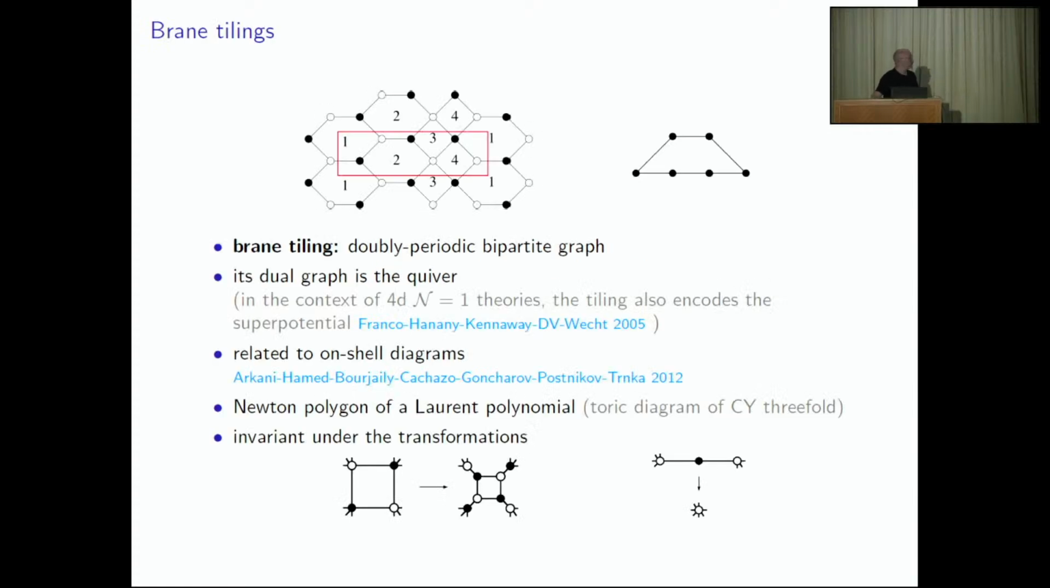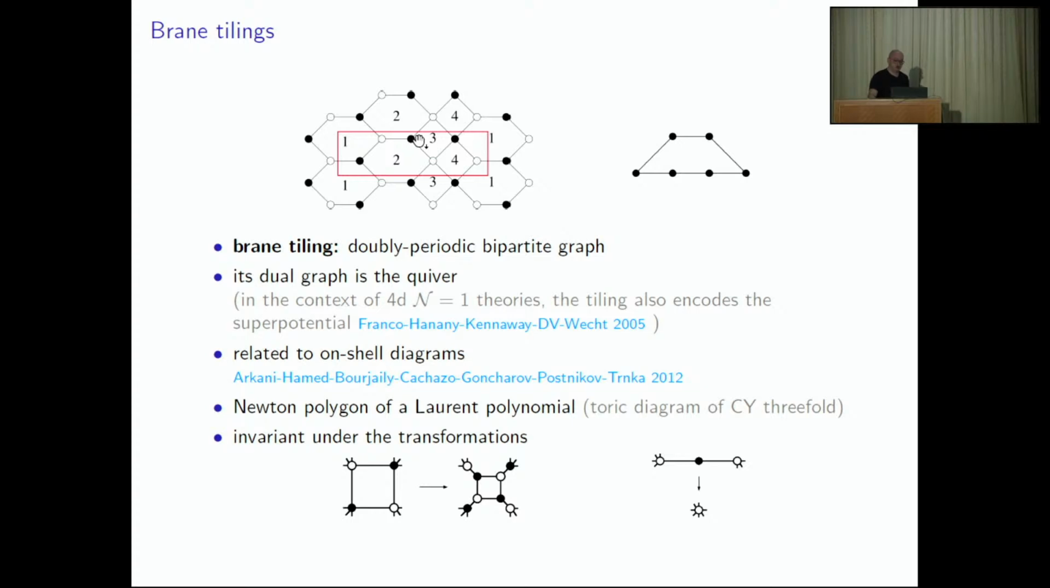Okay, so what is a brane tiling? It's a doubly periodic bipartite graph. So the fundamental domain is indicated here by this red rectangle. So the tiling, you can think of it as a planar graph drawn on the surface of a torus. Okay, so we used these objects back in 2005 with Amihay Hanany, Sebastian Franco, and others to encode the Lagrangian of N=1 supersymmetric gauge theories in 4 dimensions. The dual graph, the graph theoretical dual, is the quiver of the theory.